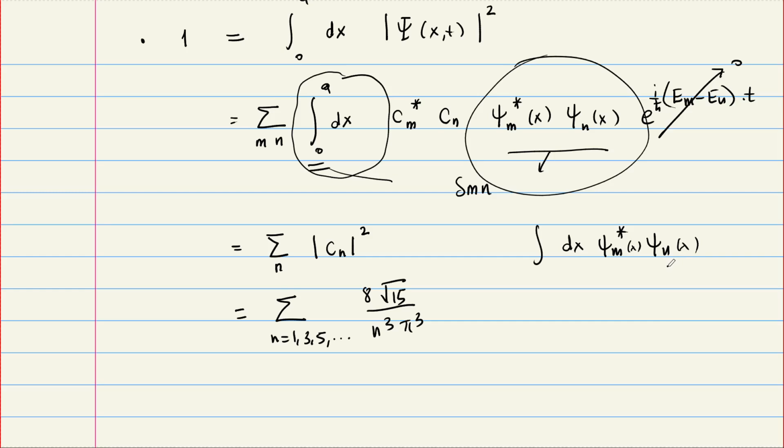Sometimes that's why I don't write it. And now I know this is delta m n. And when I see this, I'm happy because I can not only get to the integral, but also get rid of one of the sums. Good.